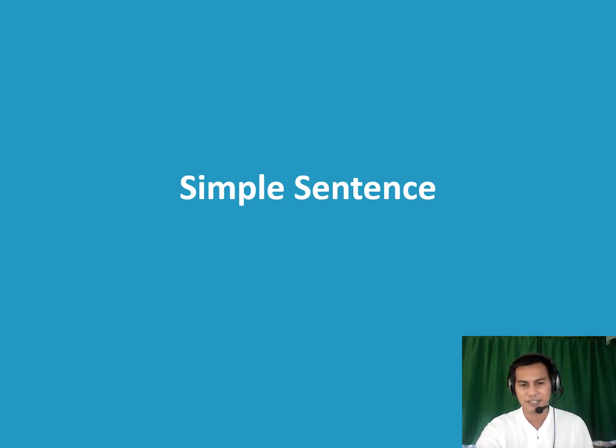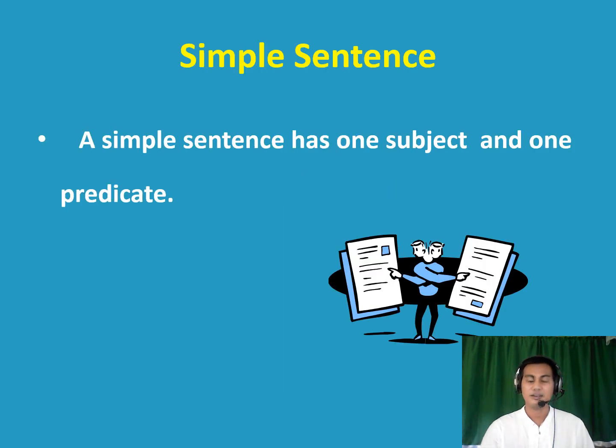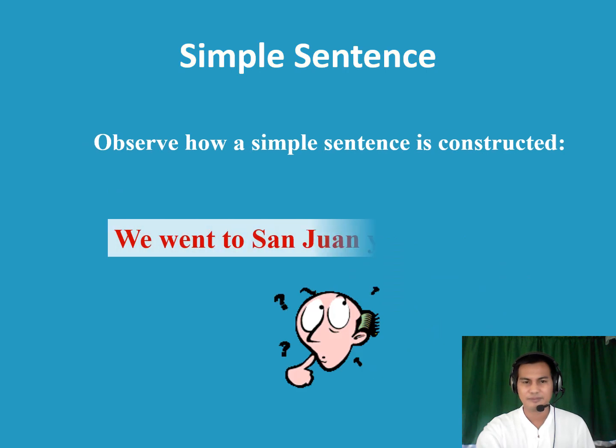Now let's start with the simple sentence. What is a simple sentence? From the word itself, simple, it's just plain. It's very simple. A simple sentence has one subject and one predicate. It only talks about one thing. Its thought is just one. Simple means one. It does not complicate things. It just tells one or two persons doing one or two things. That's just it. That's a simple sentence.